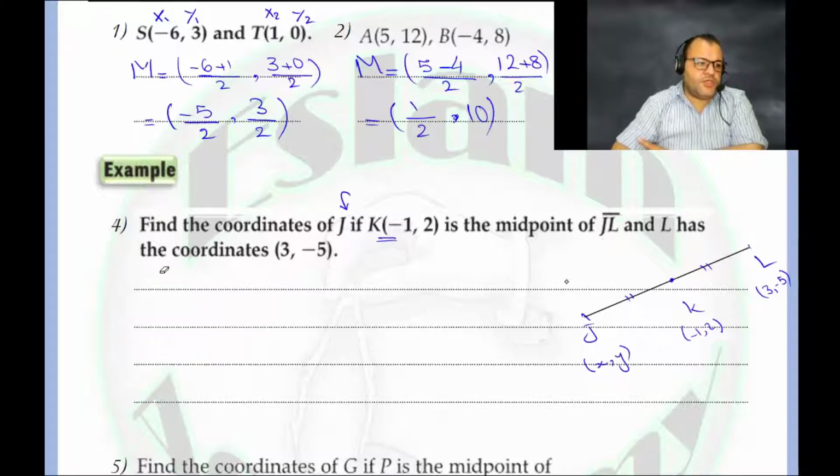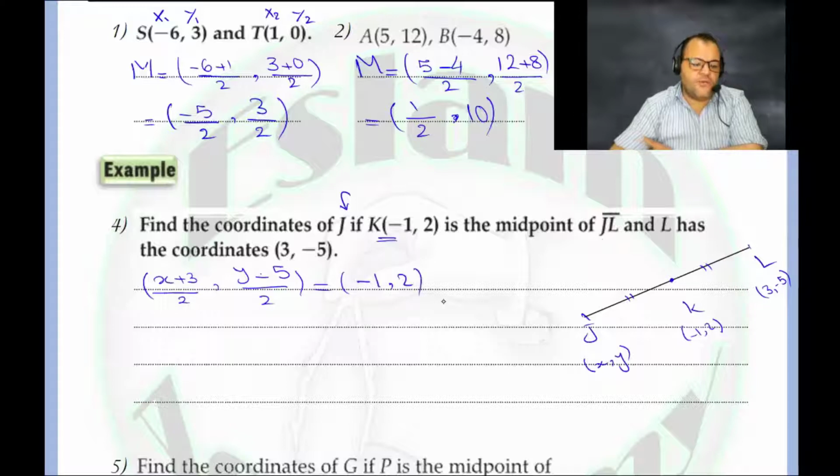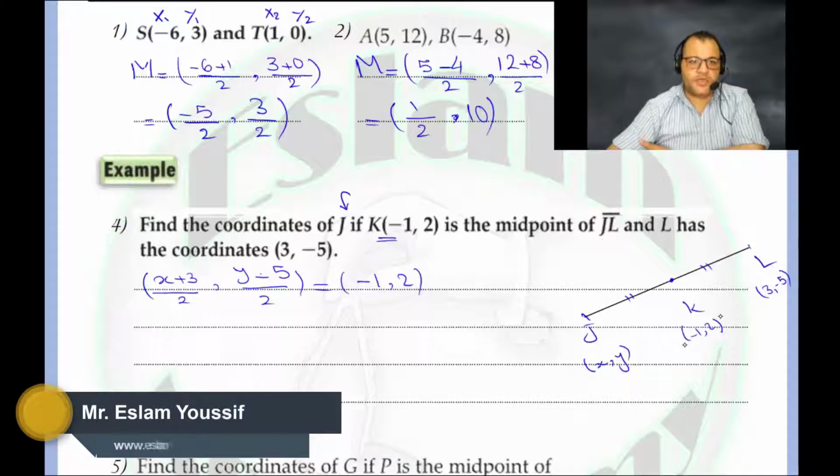We know that it will be x1 plus x2, which is x plus 3 over 2, and y plus negative 5, which is y minus 5 over 2. Suppose this will equal, after finding the value, negative 1 and 2. You understand how we find this one? Is that clear? To find the midpoint, we use x1 plus x2 over 2, y1 plus y2 over 2. Is that right?